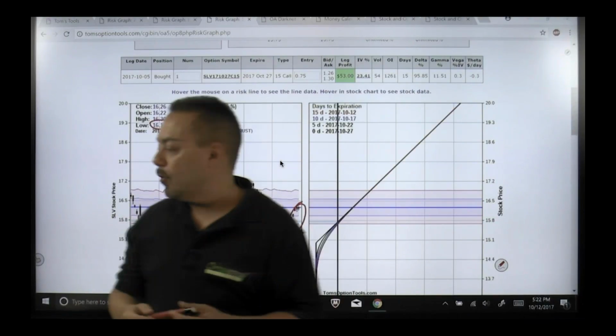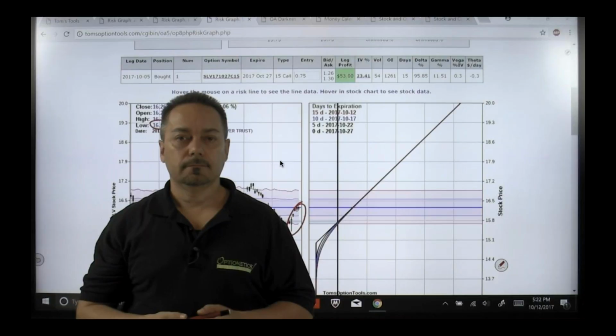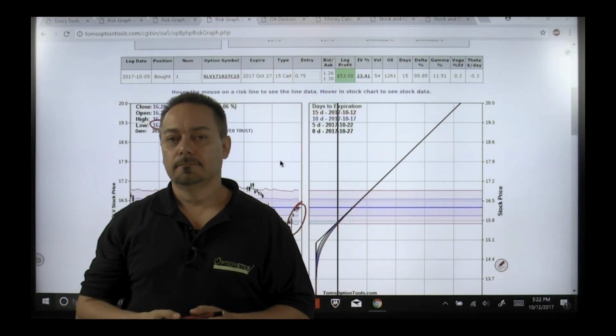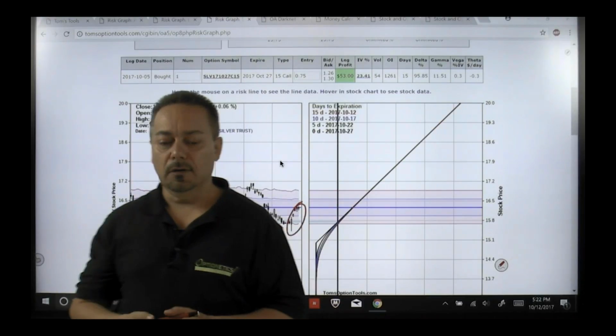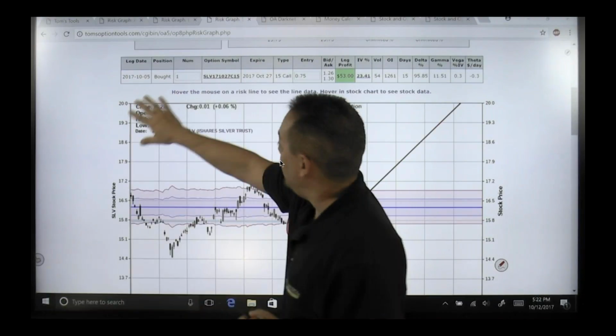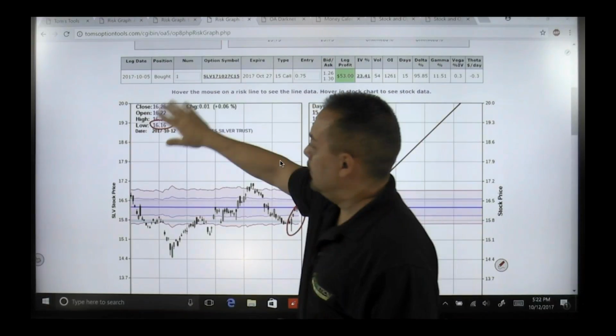Jay, any questions? Brian was asking if you can explain a little bit more of the upper left chart there with the open, high, low, and close. The upper left chart. We're talking about right here? Right there. Yes, sir. Absolutely.